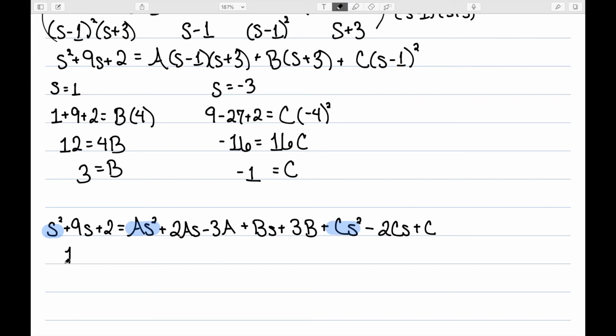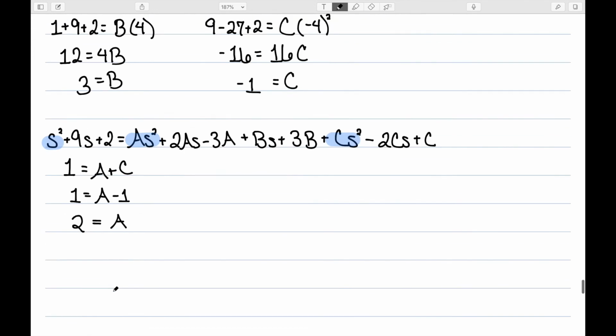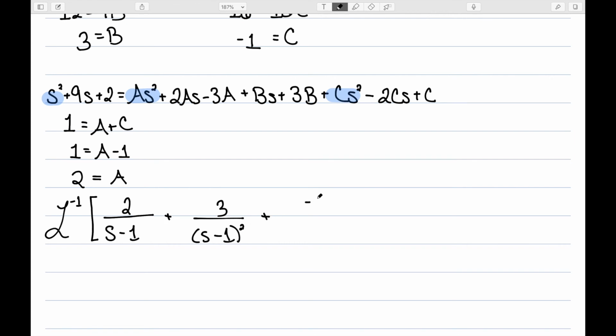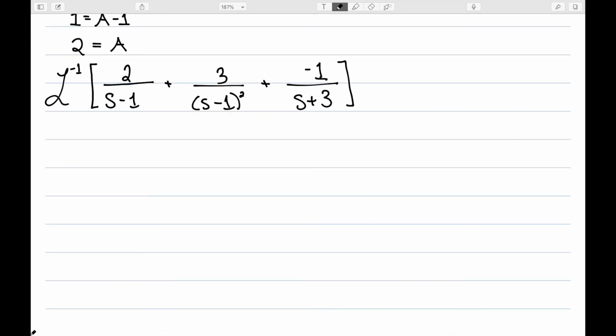And then I'm going to look at the coefficients of s squared. That would give me a 1 on the left-hand side. The right-hand side is A plus C. I already know that C is negative 1, so I have that A is equal to 2. So with this, I can rewrite my transform. It's A over (s minus 1) plus B over (s minus 1) squared plus C over (s plus 3).